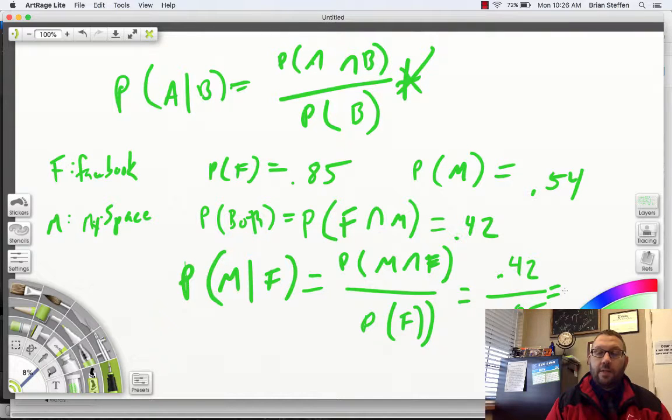All right. So then we get this and we find out that it's roughly a half, roughly a 50%. So if you know the person has Facebook, there's roughly a 50% chance that they also have MySpace. So given that they have Facebook, of the 85% of the people who have Facebook, 42% have both. So there's about a 50% chance of selecting someone of the Facebook users who also has a MySpace. So again, we've reframed it out of only the Facebook users. And that's using conditional probability.